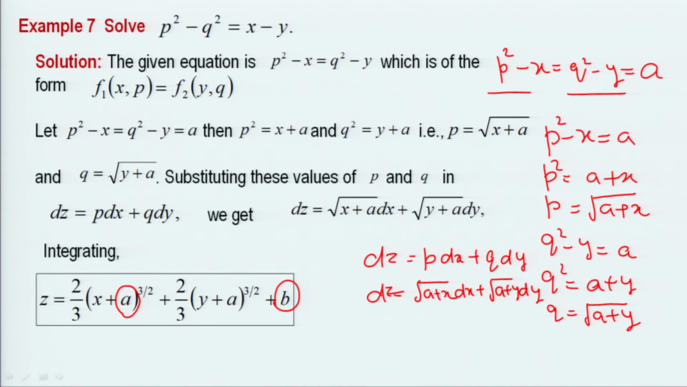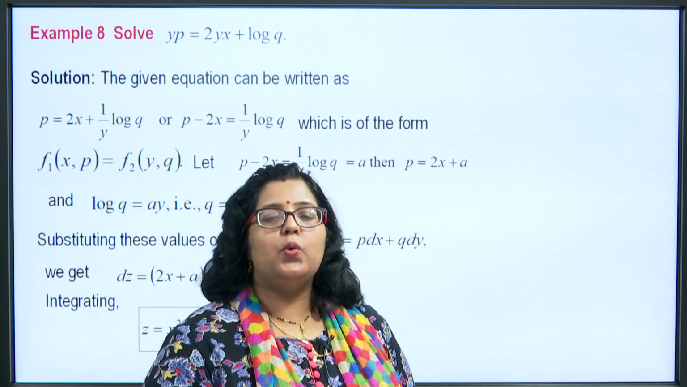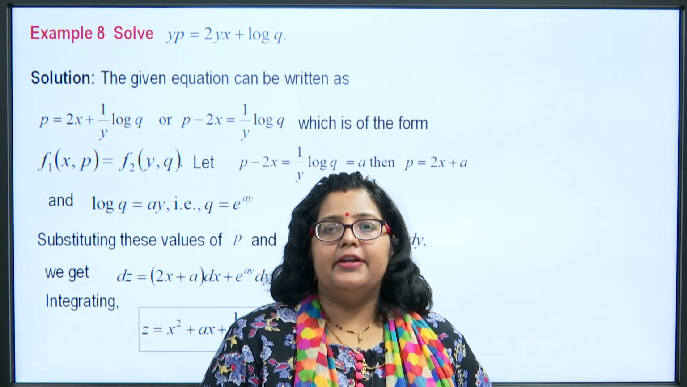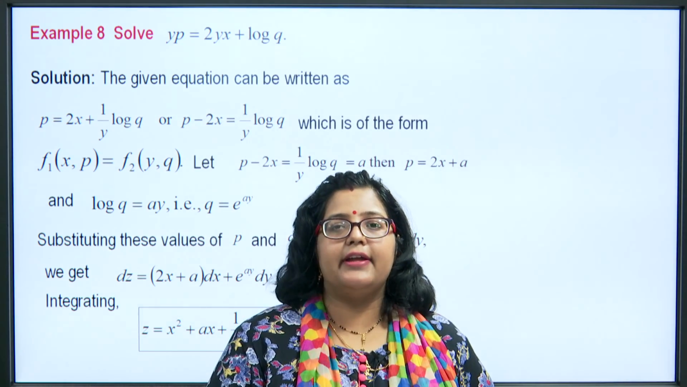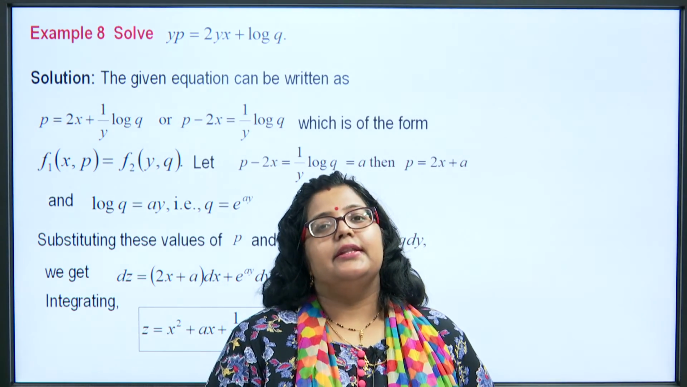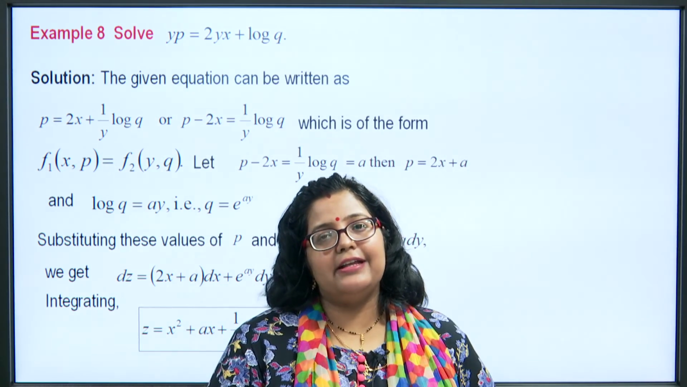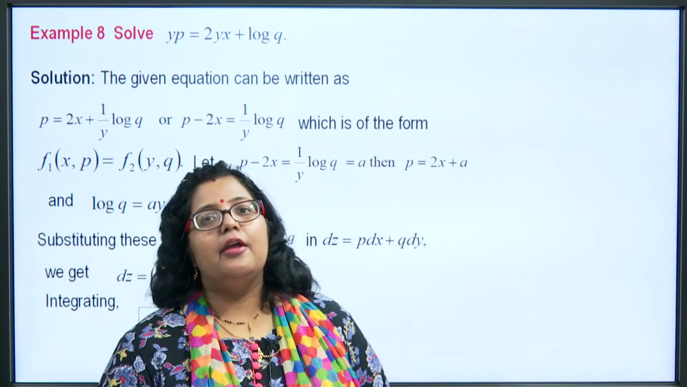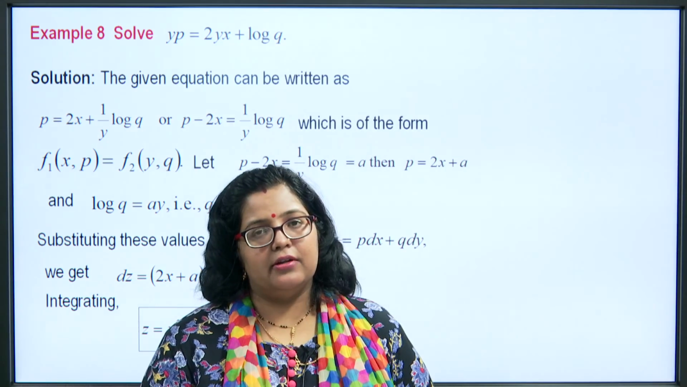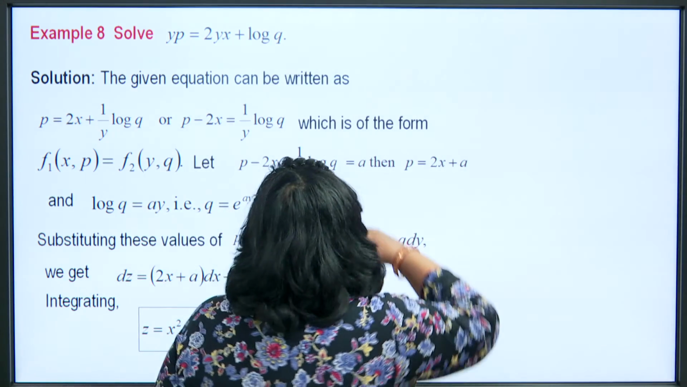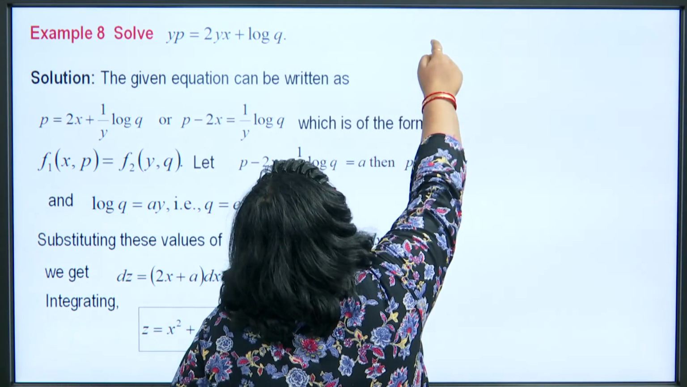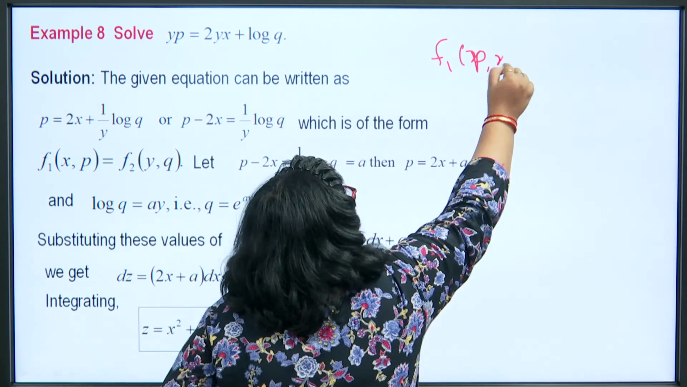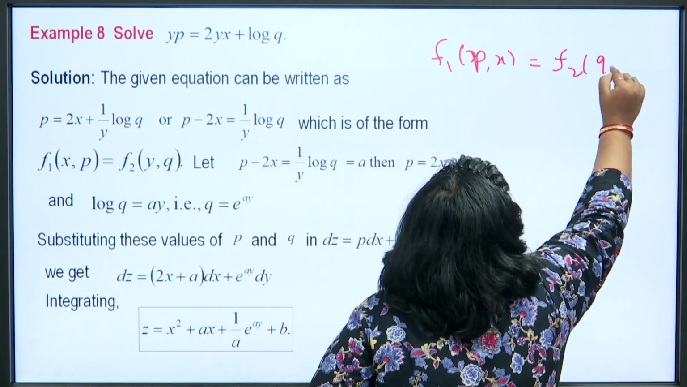Now solve the next equation, yp is equal to 2yx plus log q. Firstly, see what type of equation this is. This is not type first because it does not contain only p and q. This is not type second because it cannot be written as z is equal to px plus qy plus some function of p and q. This is not type third because it does not contain z. So this is type fourth, where we can write it in the form f1(x, p) is equal to f2(y, q).